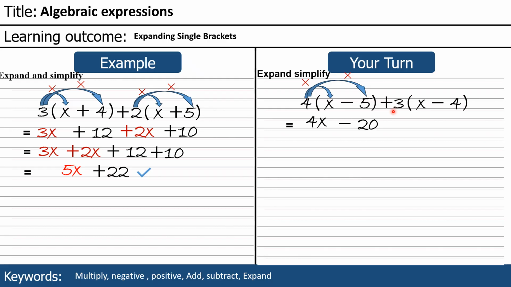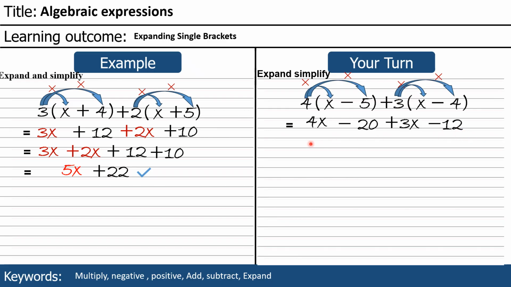And then you do the same thing here, but this time your multiplier is plus 3. So you multiply throughout this bracket by plus 3. So 3 multiplied by x is 3x. And then your positive 3 multiplied by negative 4 will give you negative 12. Remember, a positive multiplied by a negative will give you a negative.